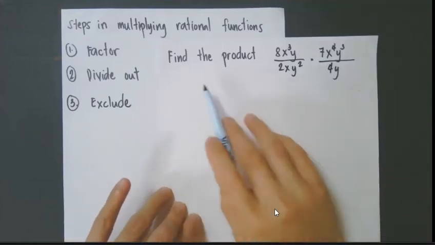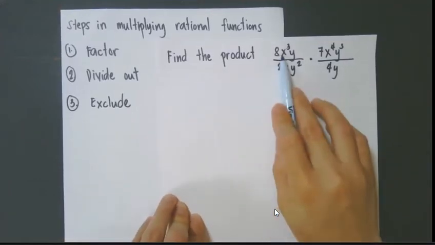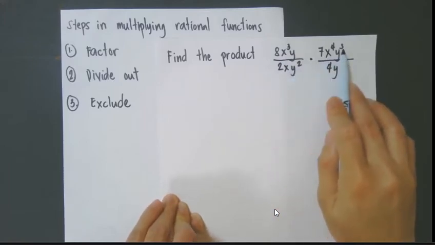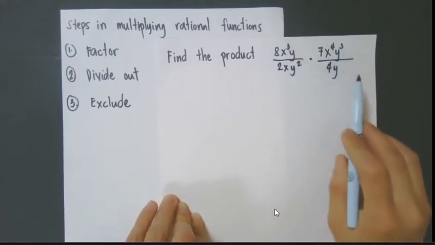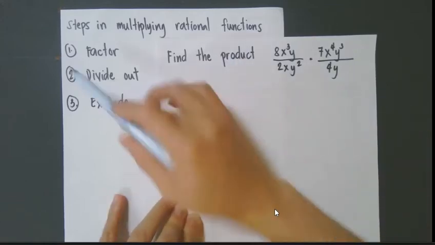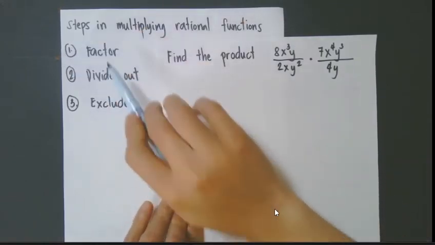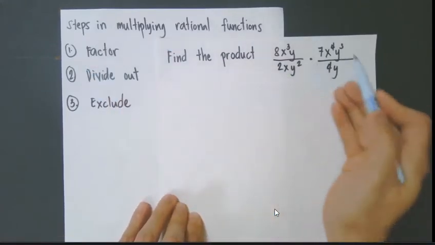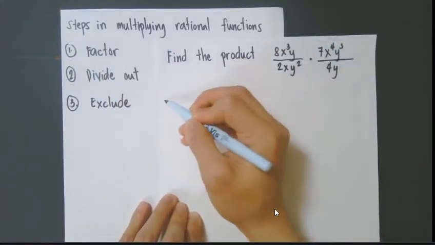So now the next problem is: find the product of 8x cubed y over 2xy squared times 7x to the power of 4y cubed over 4y. So I have here a list of the steps in multiplying rational functions. The first step will be factor. So we want to factor out the given expression.